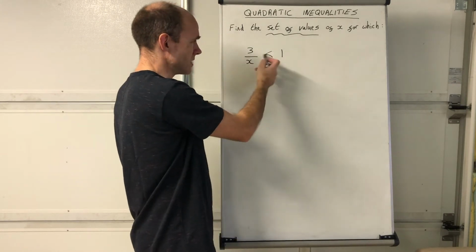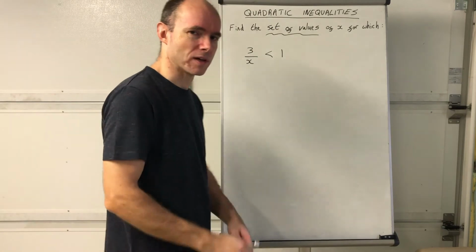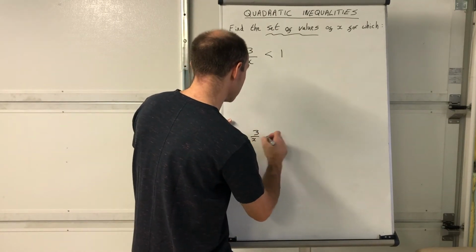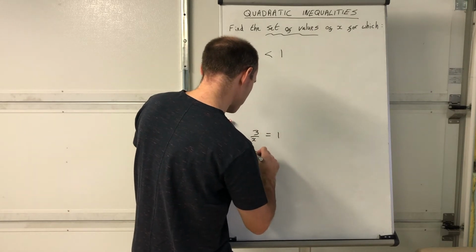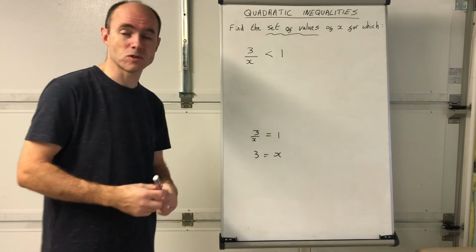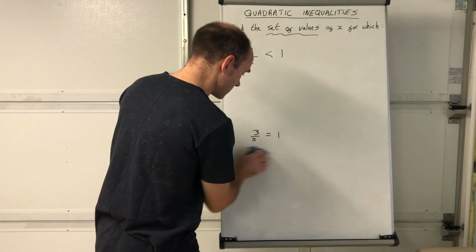So you've got 3 over x is less than 1. Now what would you normally try to do to solve that? Normally if it was an equation, it would be like this, 3 over x is equal to 1. You'd multiply both sides by x and you get that, wouldn't you? 3 equals x. Job done. Quite a simple thing. But this is not an equation, this is an inequality.